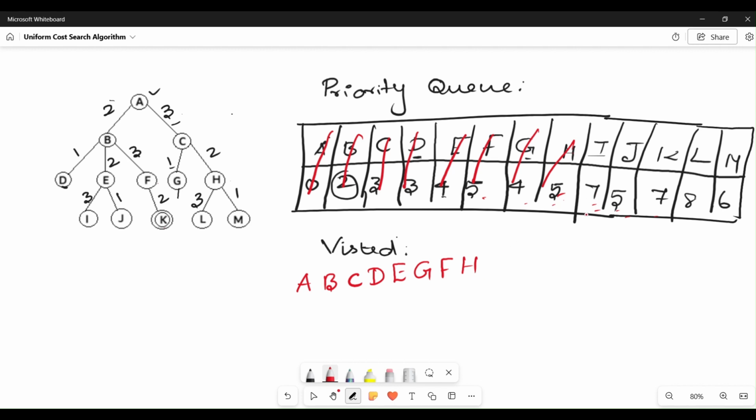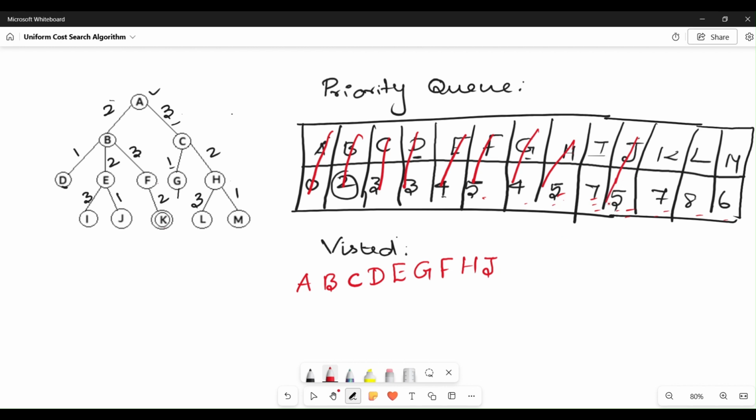Okay. Now we will be checking the lowest cumulative path cost among I, J, K, L, and M. So 5 is the lowest one. So we will be traversing along with the J. To J, there is no node below the J. It is a leaf node. So directly we will be taking the J from the priority queue and add it into the visitor.